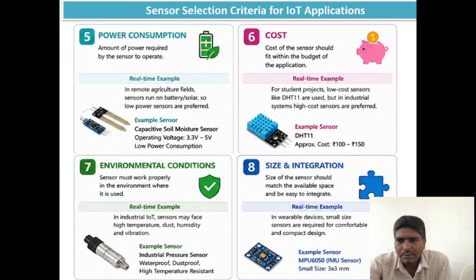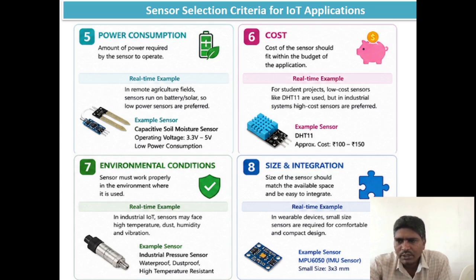The next important parameter is cost. Especially when designing an IoT system, we need to take care of the cost parameter. For example, in student projects, we use low cost sensors to reduce expenses. But in industrial applications, high quality sensors are required even if they are expensive. So we must balance cost and performance.